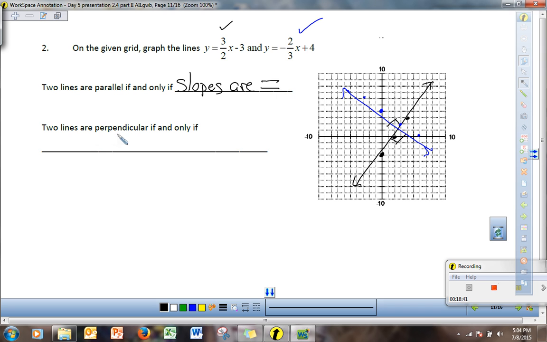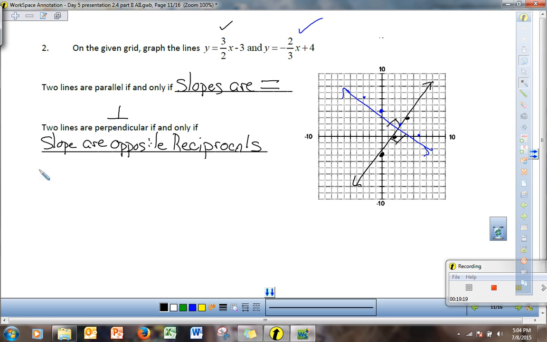Now, two lines are perpendicular, meaning that they intersect at a right angle. Two lines are perpendicular if and only if the slopes are opposite reciprocals. Opposite reciprocals. That means one's positive, one's negative. Reciprocals are the flip of each other.